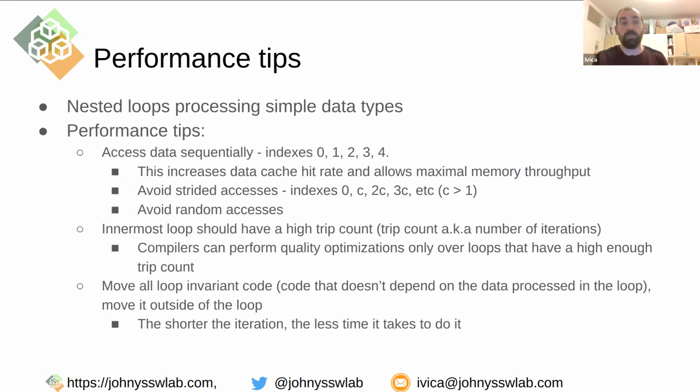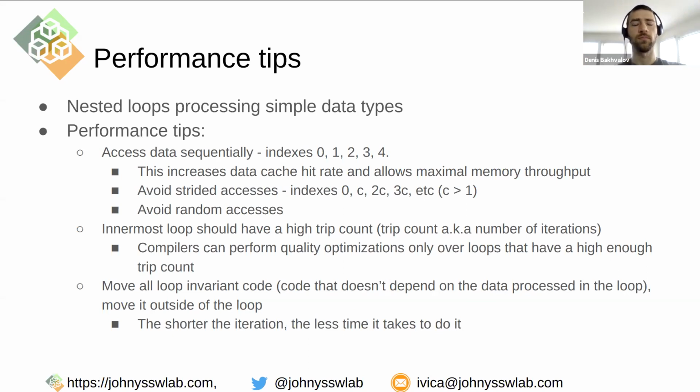First thing, you need to access that data sequentially. So if you're processing a raw image, you need to process it row-wise, and you need to process one pixel after another. So 0, 1, 2, 3, 4, 5. This is the best way to process data, because you get maximum data cache hit rate, and the compiler can also turn on vectorization in those examples.